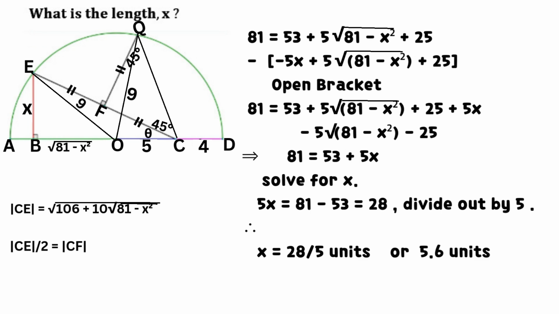After simplification, we have that 81 equals the sum of 53 and 5 times x. Solve for x, divide the equation by 5. Therefore, x equals 28 divided by 5 units, or 5.6 units.